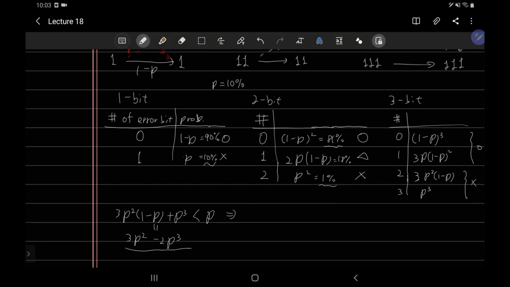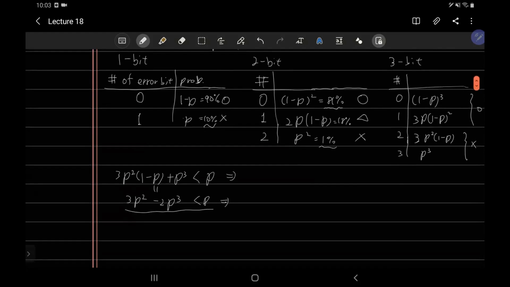And then if we want to figure out the range of p which will satisfy this relation, then we can move all the terms to the right, and then we get 2p cubed minus 3p squared plus p, and then this can be factored like 2p minus 1, then p, and then p minus 1, something like this.